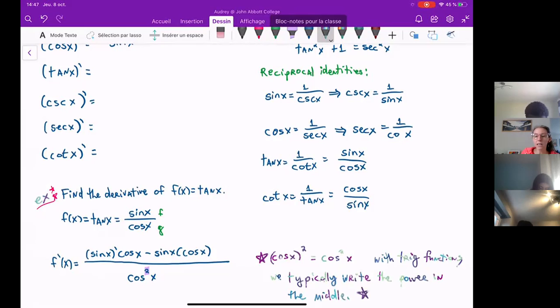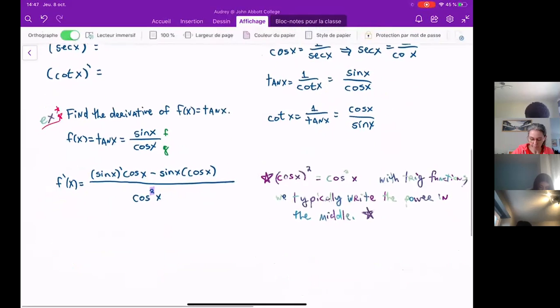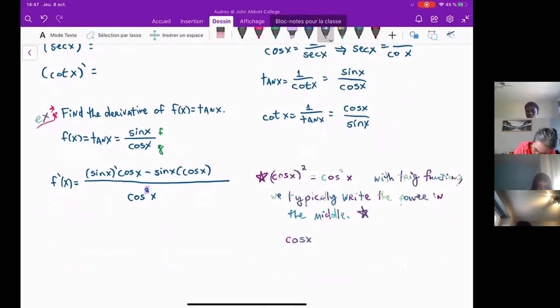The reason for that is just to avoid confusion, because there's a difference between this and this. If I write this power at the end, if I just write cosine x squared, there could be confusion about whether that power of 2 goes with the x or with the cosine. If I put parentheses here, these two things are not the same. So cosine of x squared versus cosine of x, squared, are two different things, and putting that power in the middle helps us avoid confusion about which one we're talking about. Does that make sense?